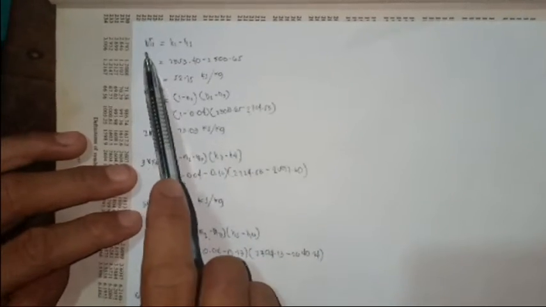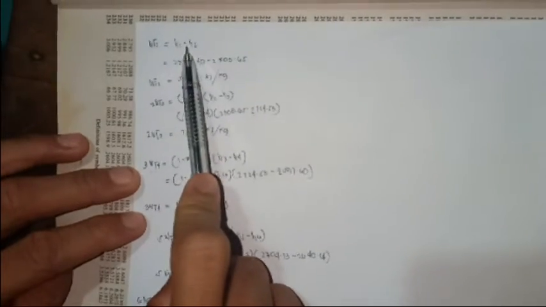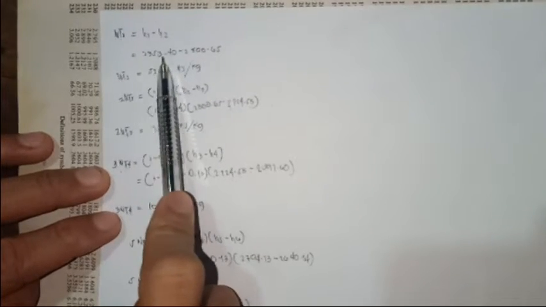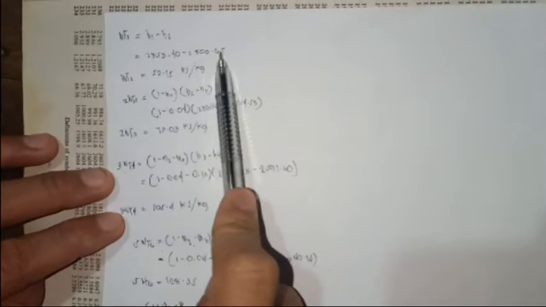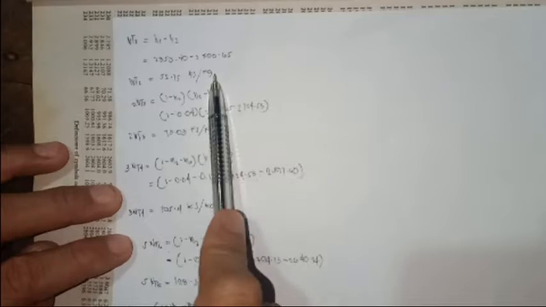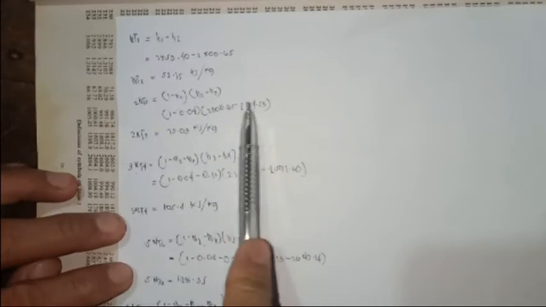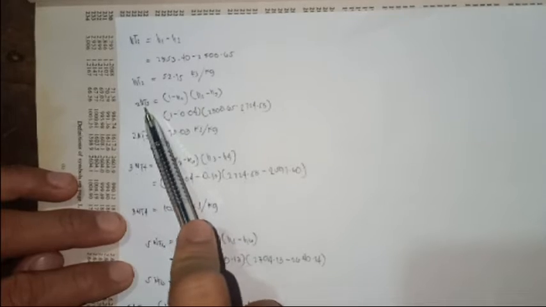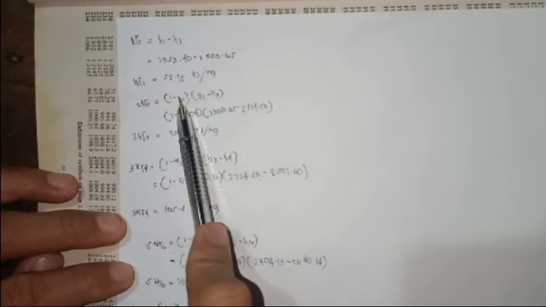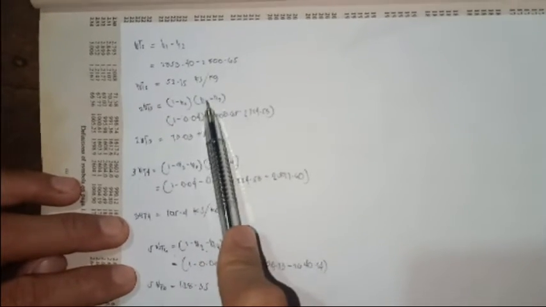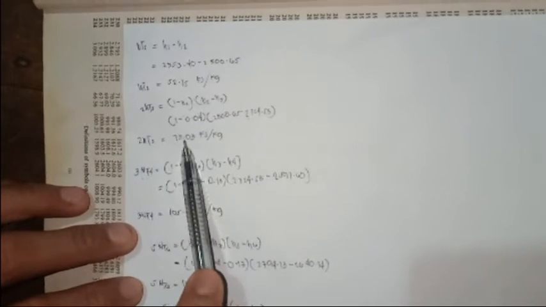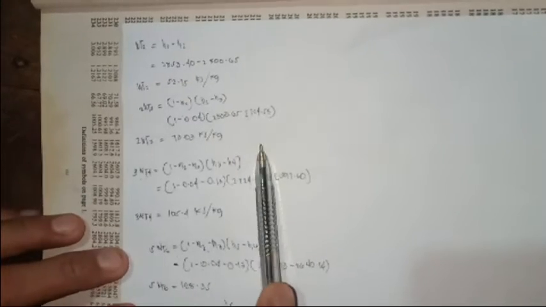So we can get the value of the work turbine 2, which is equal to enthalpy 1 minus enthalpy 2, which is 2853.40 minus 2800.65. So we have the work turbine value 52.15 kilojoule per kilogram. In order to get the work turbine 3, we have the formula 1 minus mass 2 times H2 minus H3, then substitute the values, and we get 73.04 kilojoules per kilogram.